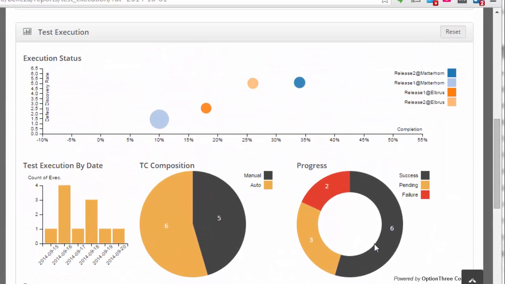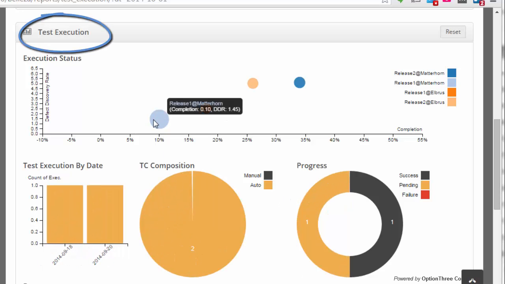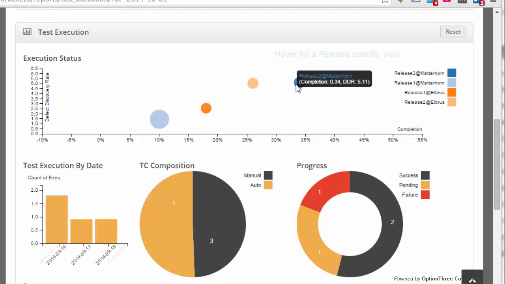The test execution status gives you a bird's eye view of the current status of the test execution. You can get a quick view or dive deep to analyze hotspots.